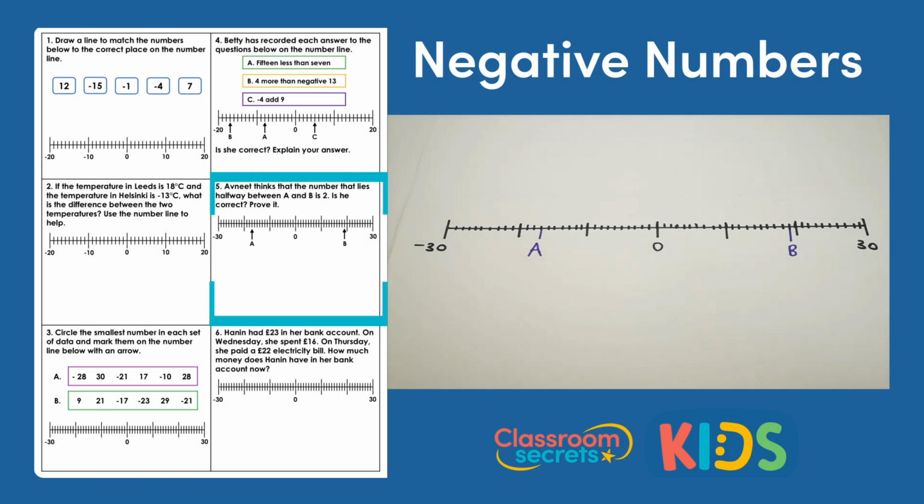Question 5 then. Avni thinks that the number that lies halfway between A and B is 2. Is he correct? Prove it. So what we need to do first of all is work out what A and B actually represent on this number line.